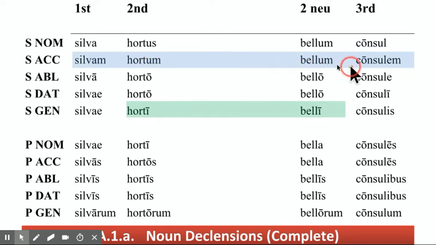Silvam, bella, hortum, bellum, consulem. And then you notice, oh, look at the ablative and the dative singular. They end in long o, horto, horto, bello, bello. Then, of course, you also notice that the singular genitive and the plural nominative for the second declension noun have a long I. So there's one chunk there.